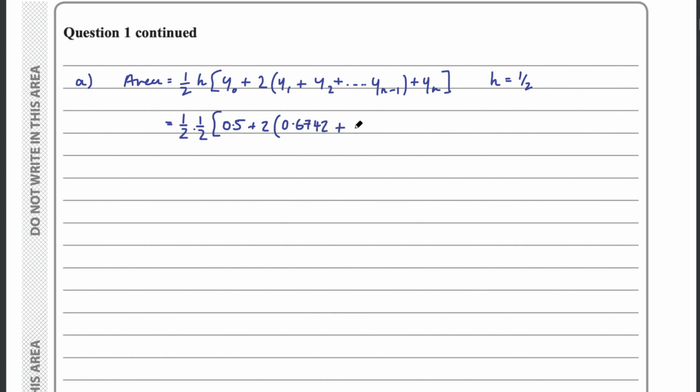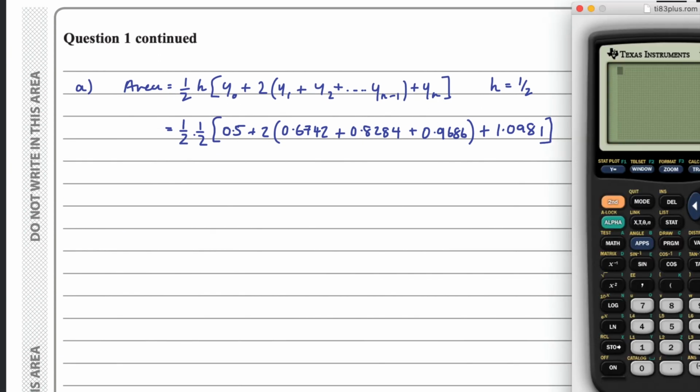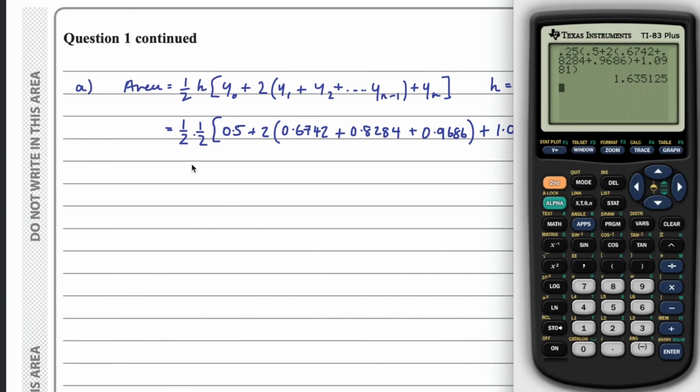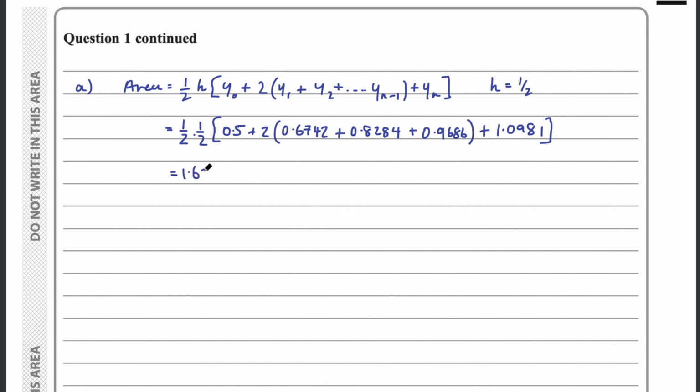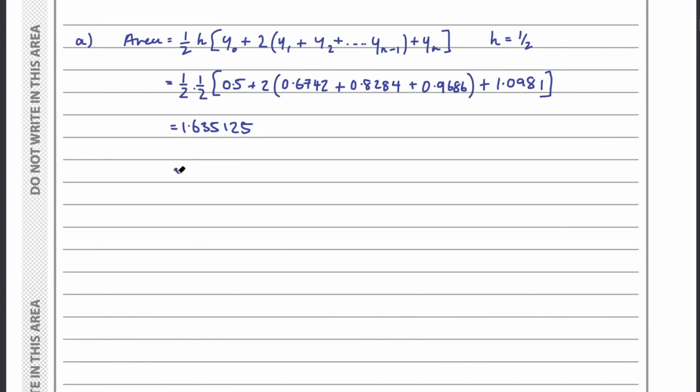0.6742, plus y2, 0.8284, plus the second last y value, which was 0.9686, and then add the final y value on the end, which was 1.0981. Double check you've got all the values right, and then put that into your calculator, and you get an answer of 1.635125. And the question says round off to 3 decimal places, so this is going to be approximately 1.635.